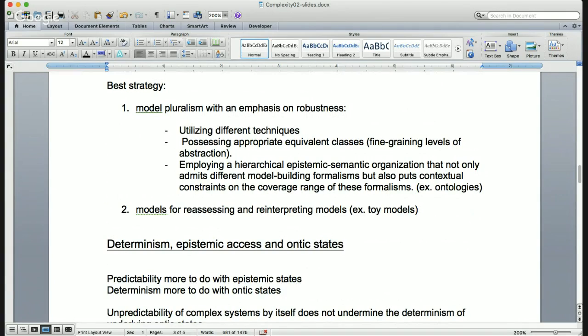Predictability of systems has much to do with epistemic states, while determinism has to do with ontic states. And while the characteristics of ontic states should have some implications for the character and behavior of epistemic states, it is difficult at best to draw any conclusions about the ontic states of a system based on our access to epistemic states.